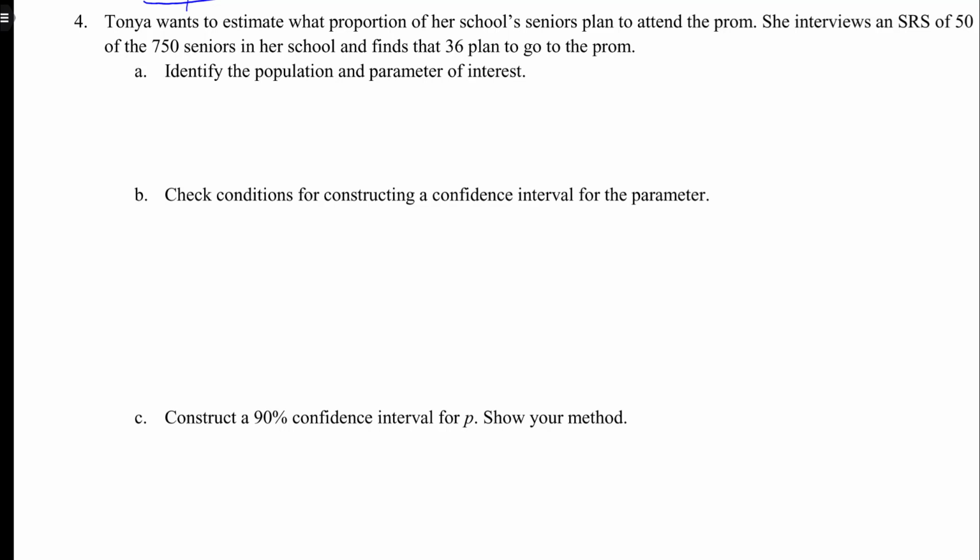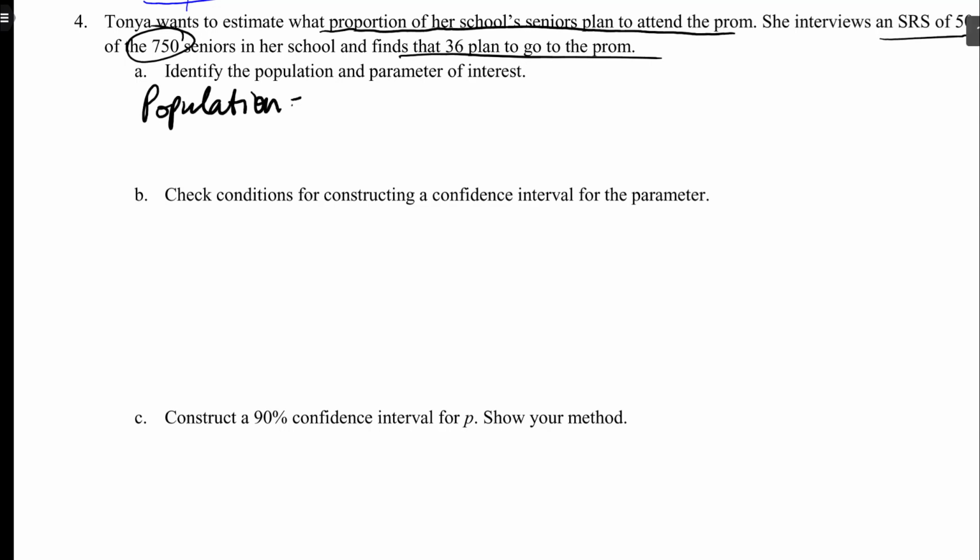Tanya wants to estimate what proportion of her school's seniors plan to attend the prom. She interviews an SRS of 50 seniors. There are 750 of them in total, and finds that 36 plan to actually go to the prom. So the first thing that's always good for us to do is to actually look at what's the population and parameter. Well, our population is this thing that I circled. Population is big N, 750 seniors at her school. Right? That's no big deal.